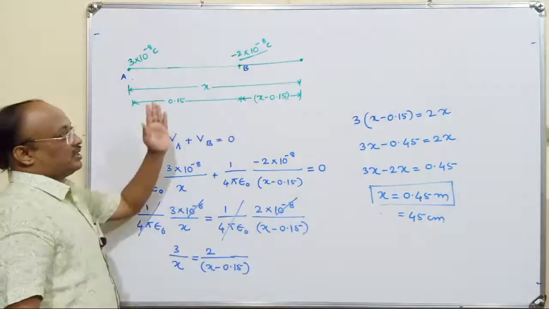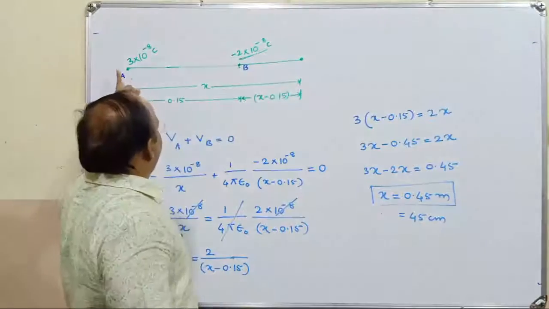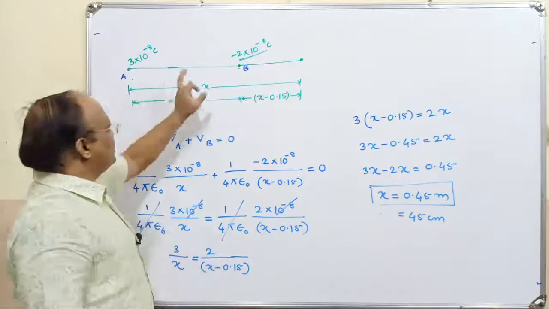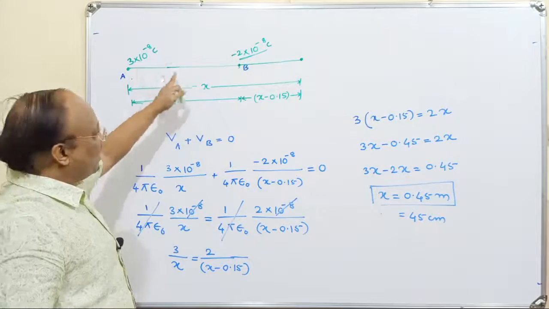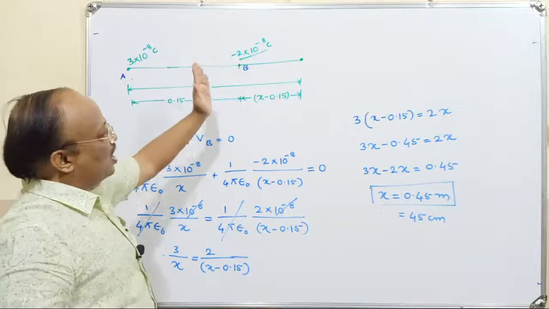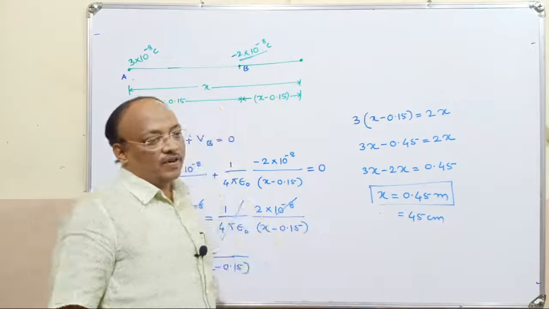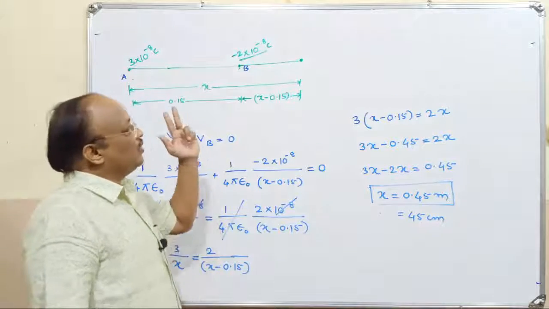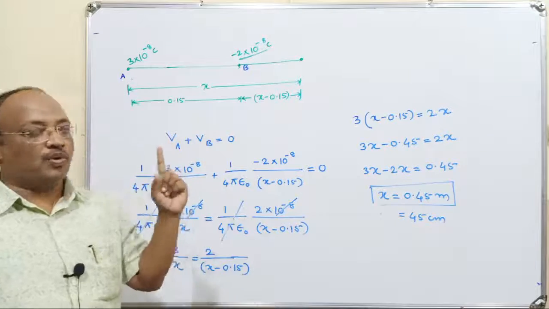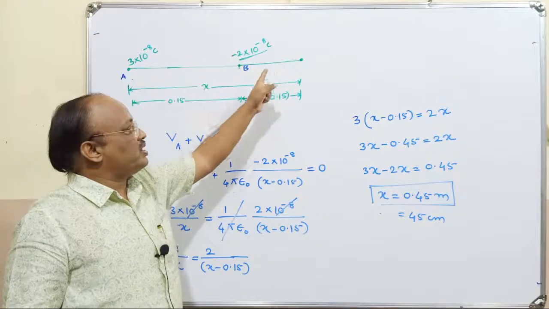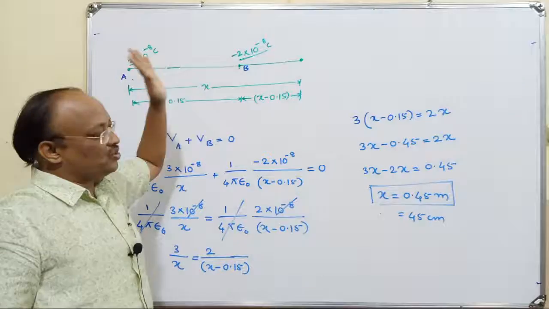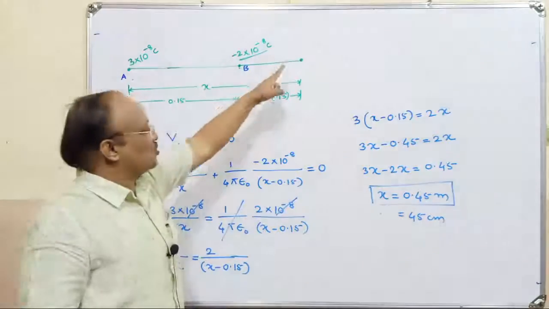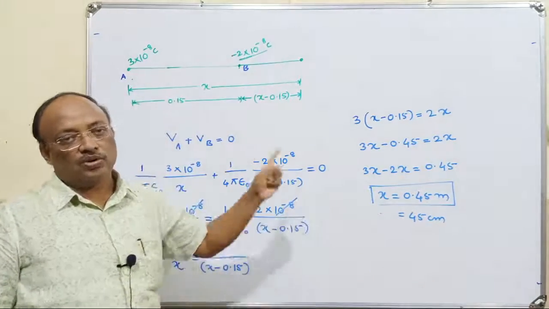So this lies at a distance of 45 centimeter. In between these two, it will lie at a distance of 9 centimeter. So away from it, at a distance of 45 centimeter, it lies. So in this way, we have to find out the potential at a point where the potential is 0 because of these two charges. So there will be 2 points. Both the points you have to find out.